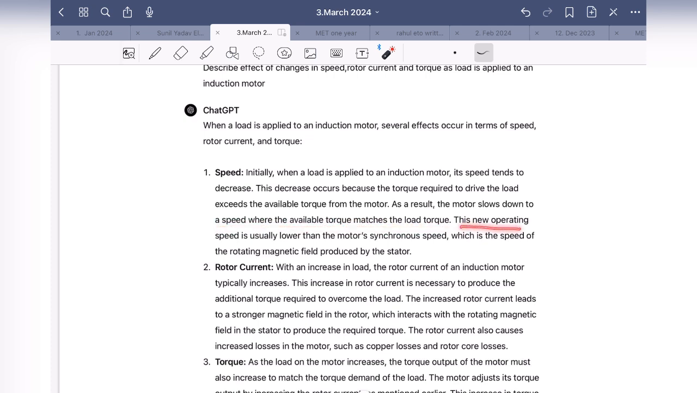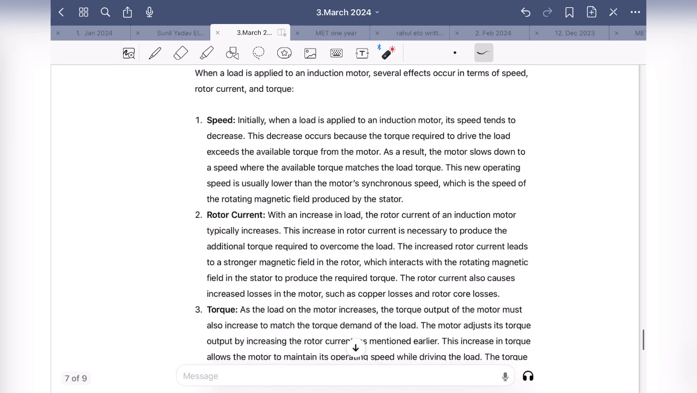This new operating speed is usually lower than the motor's synchronous speed, which is the speed of the rotating magnetic field produced by the stator. Effect on rotor current: with an increase in load, the rotor current of the induction motor typically increases. This increase in rotor current is necessary to produce the additional torque required to overcome the load.